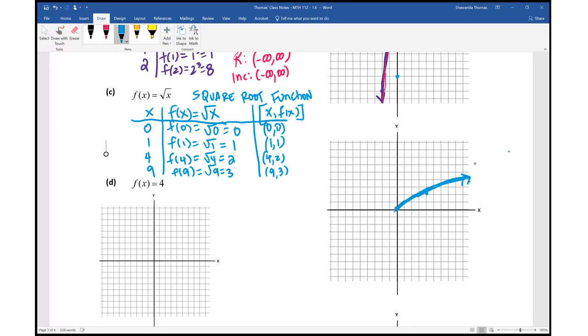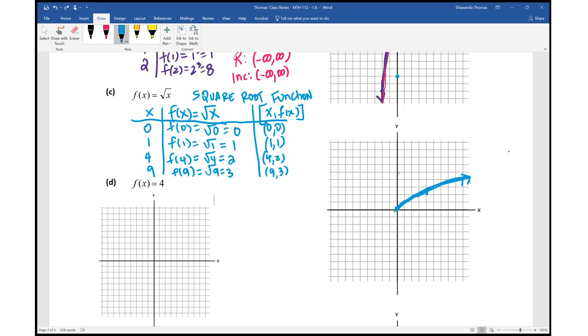Recall that when we have square roots and we talk about domains, the instructions were to set what's under the radical greater than or equal to 0. So that's why we only use numbers that were greater than or equal to 0, because we don't want negative numbers under there. That's why there's nothing on this side, right? These are the negative x values, but that's why that function does not go in that direction.